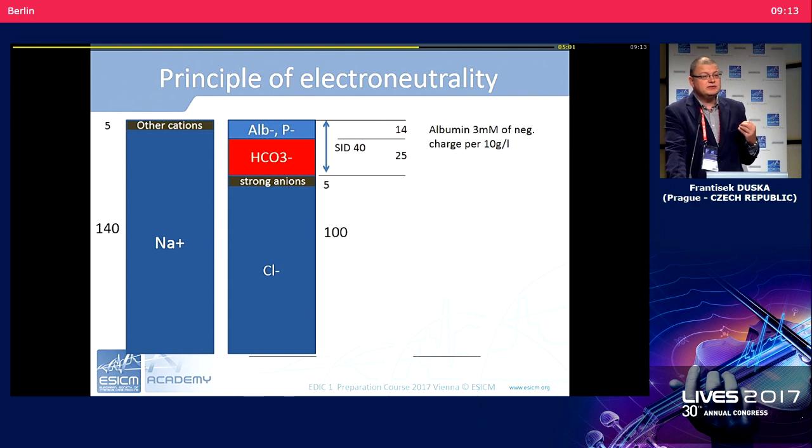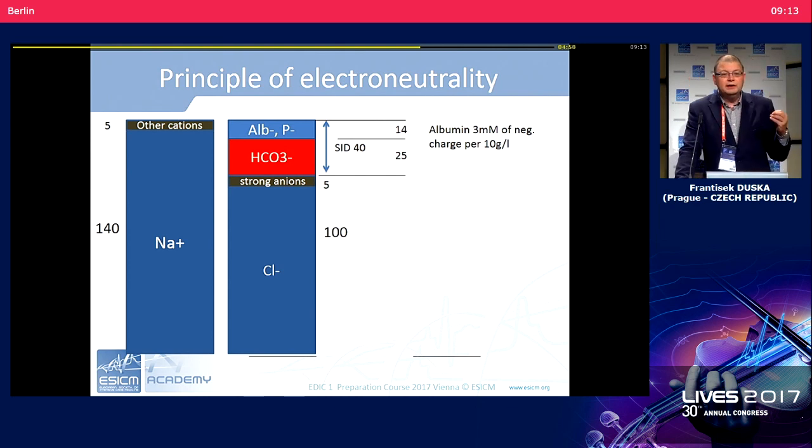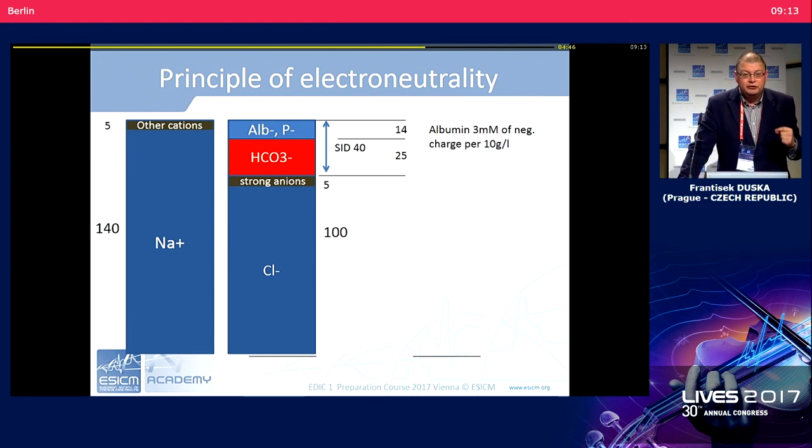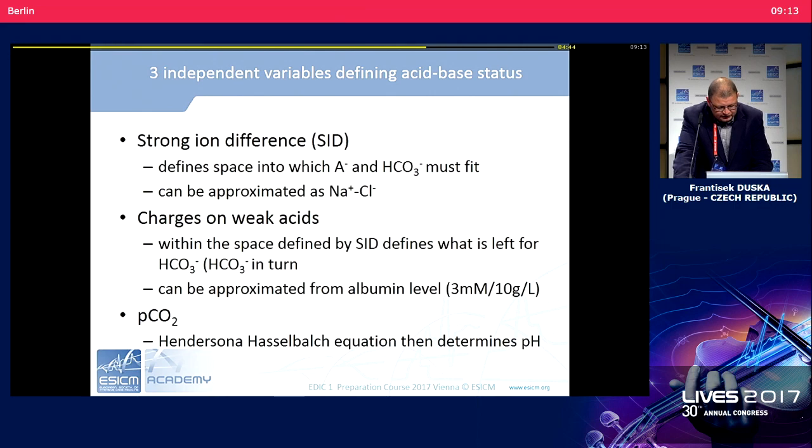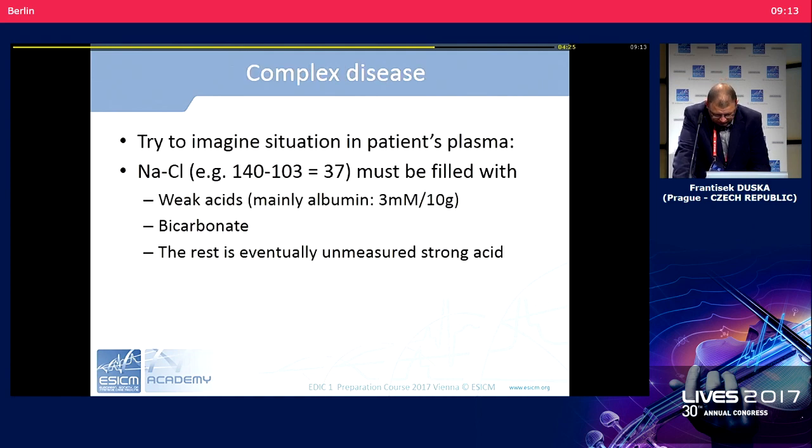And then the last step is look at whether negative charges on albumin plus bicarbonate match the difference between sodium and chloride, because if they don't, there must be a circulating ion. So let me demonstrate this concept. So strong ion difference can be estimated or approximated by looking at sodium minus chloride. Charges on weak acid, 3 millimoles per liter per 10 grams of albumin per liter, and PCO2 is the same, okay? So that's the method.